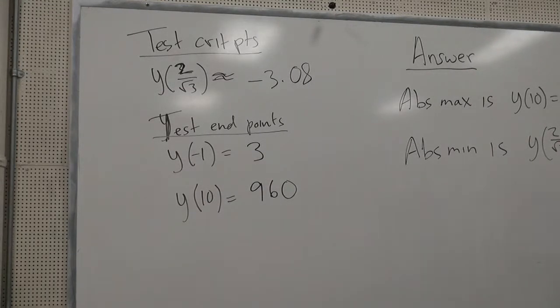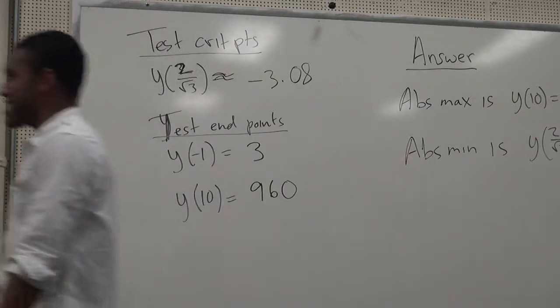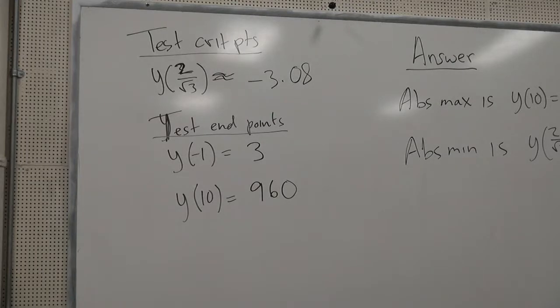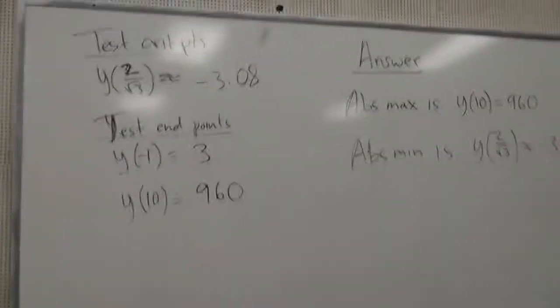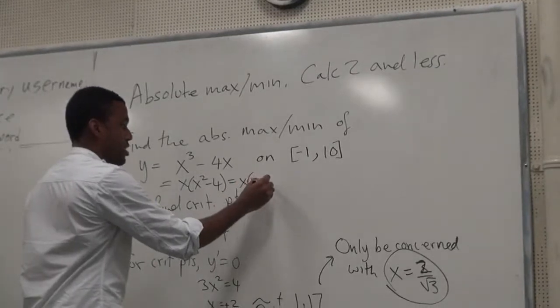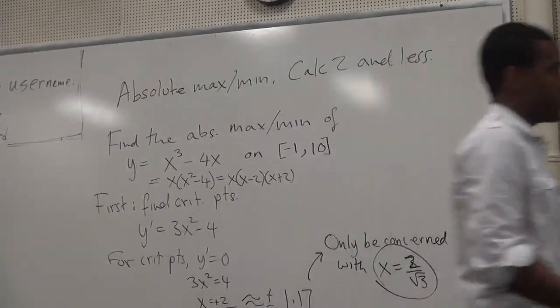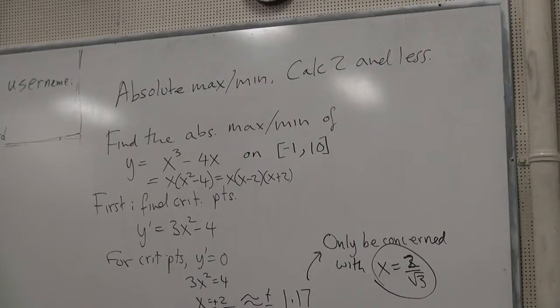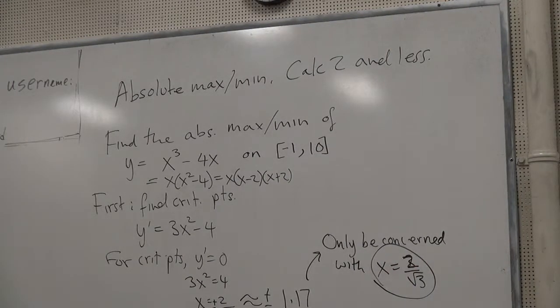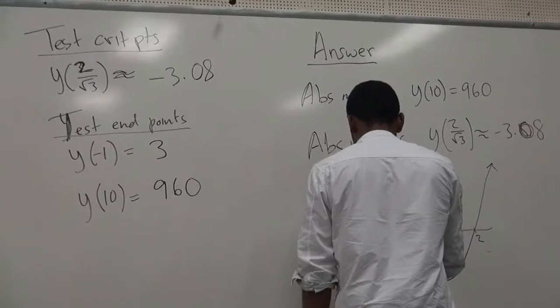Factor, it's x times x minus 2 times x plus 2. So you have roots at 0, minus 2, and plus 2. Right, it crosses in 3 places. So it's going to look like this. Right here is where it's at 2, 0, minus 2.